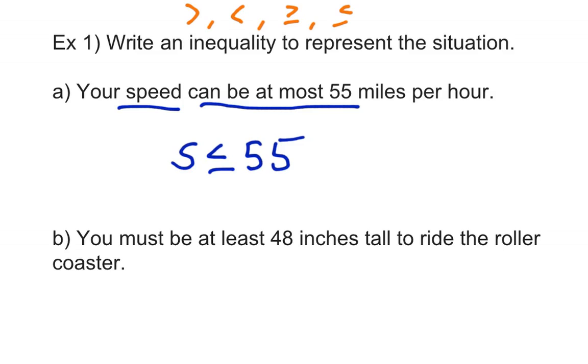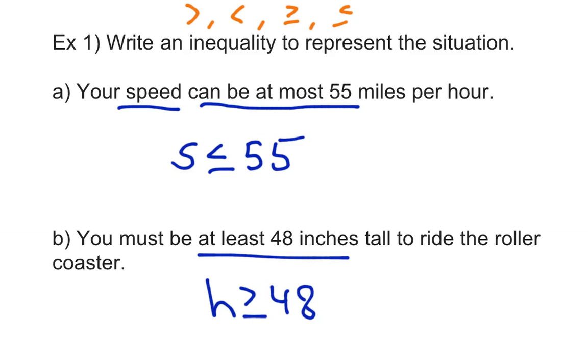Okay. Part B: you must be at least 48 inches tall to ride the roller coaster. This one's talking about how tall you have to be, so instead of T, I'm going to put H for height. Since it says at least 48 inches, I'm going to write my 48 down here. Someone that's only 40 inches tall is not going to be able to ride the roller coaster, because you have to be 48 inches tall or taller. So your height has to be greater than 48 inches, or it can be exactly 48 inches, because it says at least 48. So 48 or more lets you ride that roller coaster.